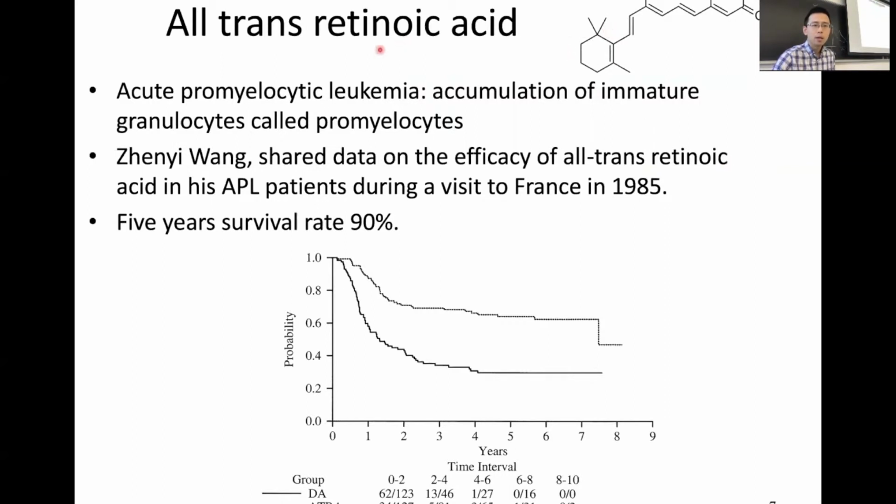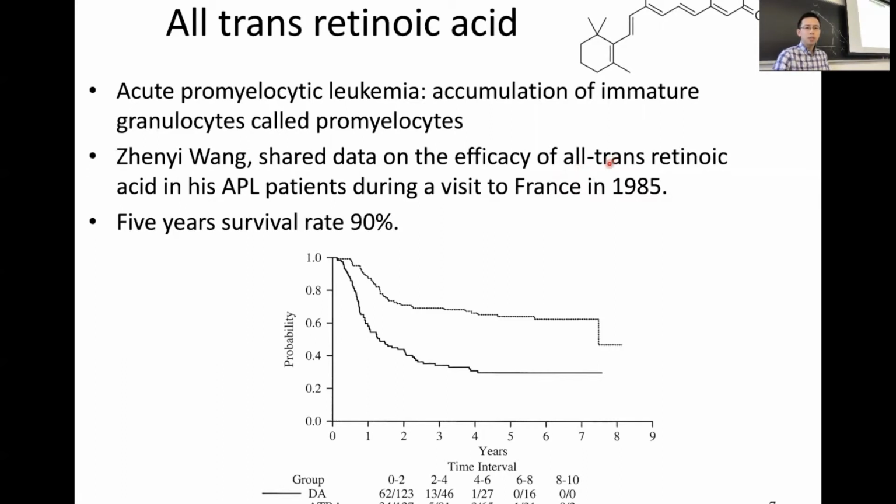targeted therapies is called all-trans retinoic acid. This drug was used to treat a disease called acute promyelocytic leukemia. For patients with this acute promyelocytic leukemia, they will accumulate lots of immature granulocytes in their blood. Dr. Zhenyi Wang from Ruijin Hospital of China gave a report in France in 1982 that using all-trans retinoic acid, he observed many of the patients could get really good efficacy in this therapy.